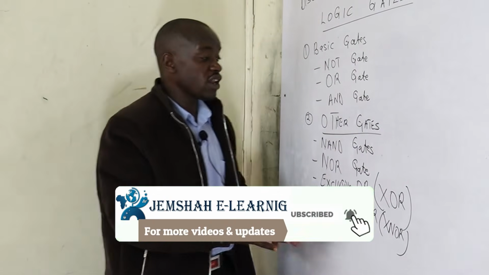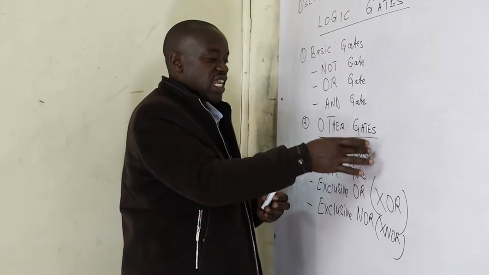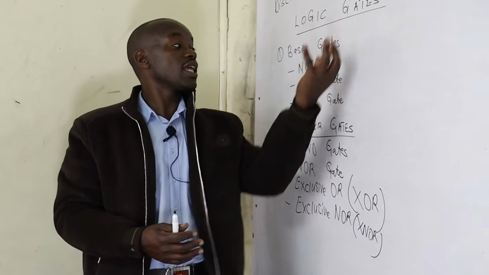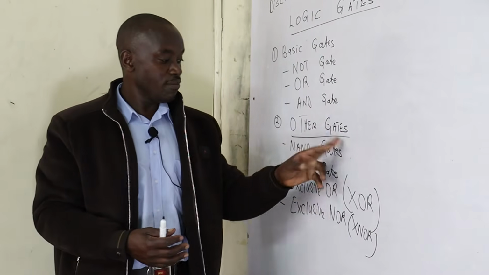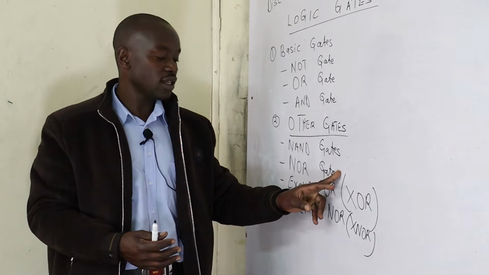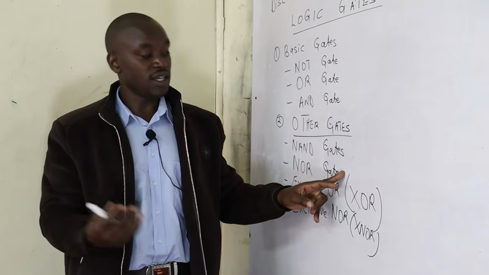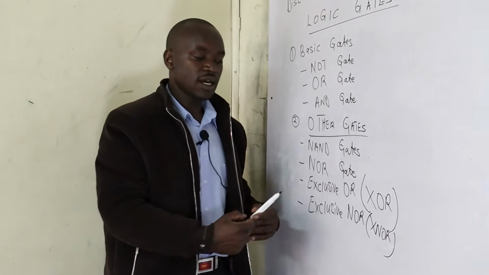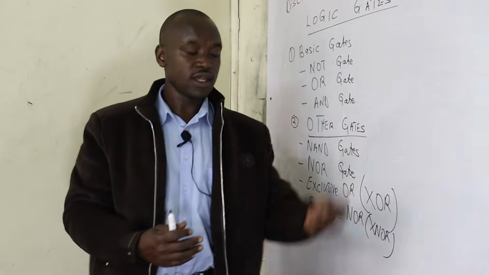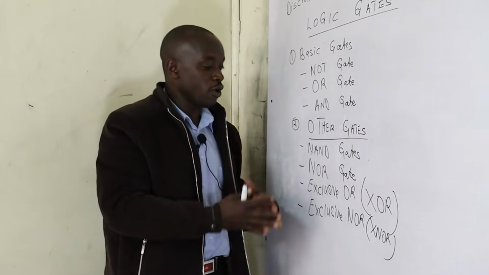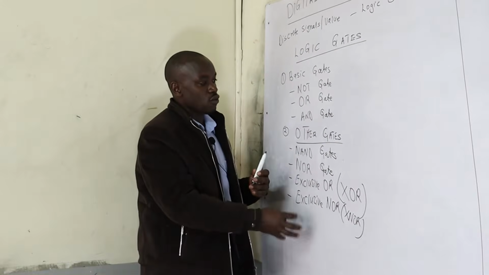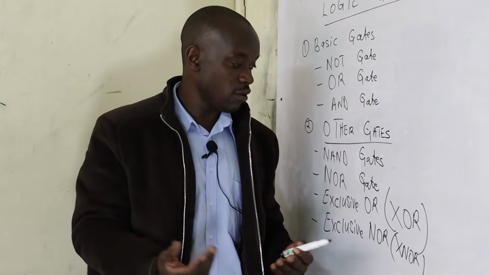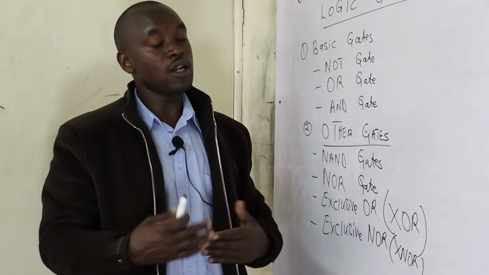Of all these gates, the NAND gate and the NOR gate can be used to implement the other gates you have seen here. So sometimes we call the NAND gate and the NOR gate universal gates. A question might come: explain why NAND and NOR gates are referred to as universal gates. The major point is that we can implement other gates from these two gates. Number two, they are readily affordable and they are fast in operation.